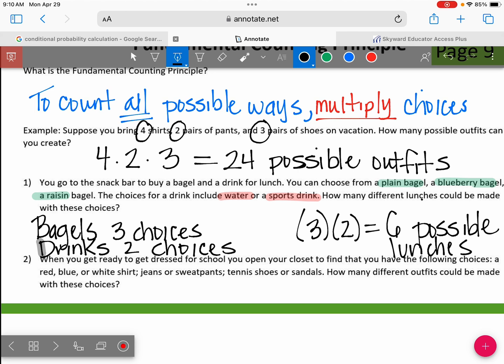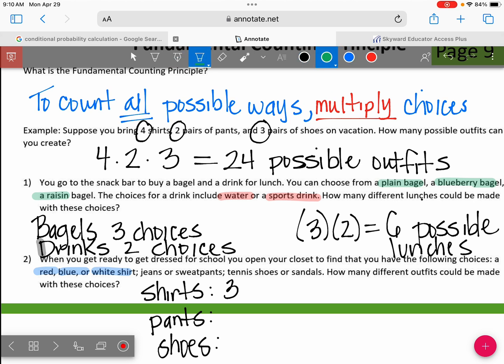So we have to look at shirts, pants, shoes. How many different shirts do we have? So it says we have either a red, a blue, or a white. So there are 3 shirts. For pants, you can either do jeans or sweatpants. So there's 2. And then for shoes, how many different pairs of shoes do we have? Just 2.